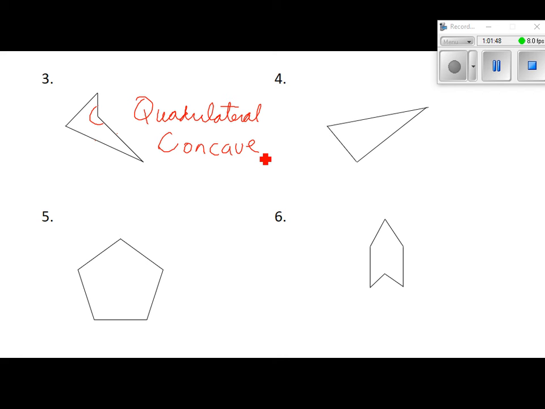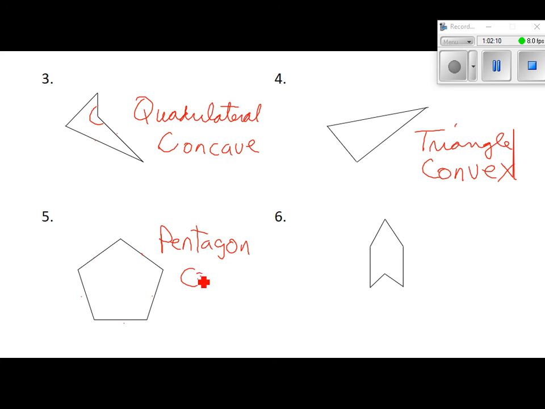So it is concave. Number 4, 3 sides, so triangle, that one's pretty easy. Triangle, and it's convex. Ignore that stray mark. Next one, 1, 2, 3, 4, 5 sides. It's a pentagon, and it is convex, because all these angles inside here, they're all less than 180.